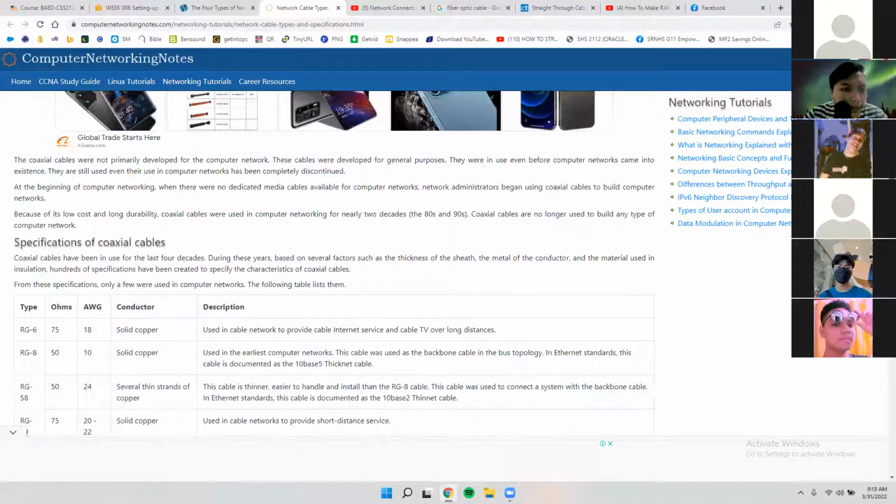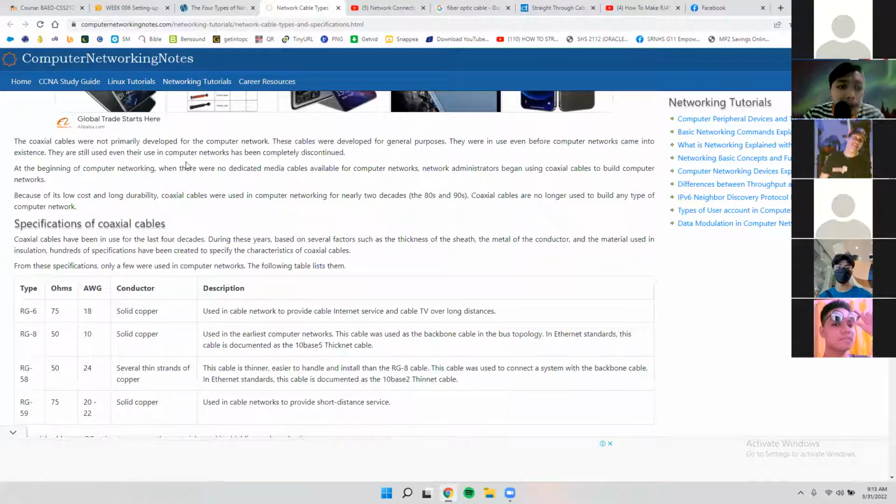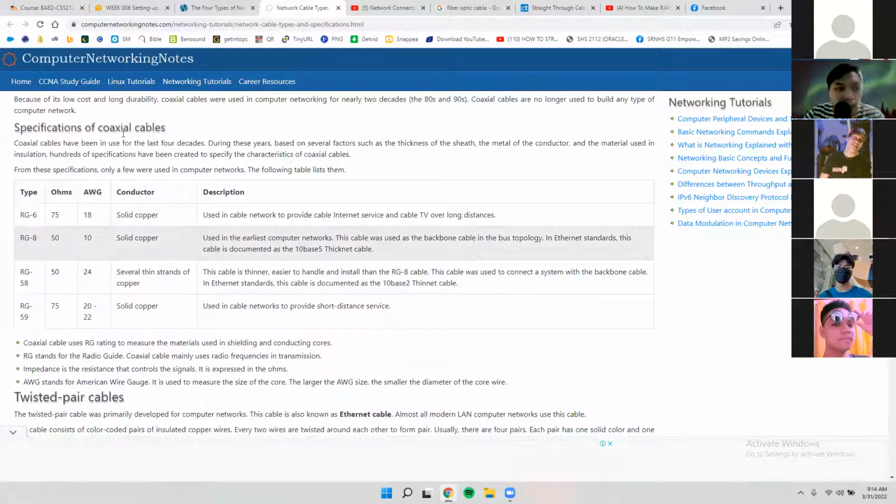So, dito tayo. These coaxial cables are not primarily developed for computer networks. These cables were developed for general purpose. Okay? They were in use even before computer networks came into being. So, syempre, nag-evolve ang ating computer networks, so yung coaxial cable hindi na siya nagamit dito sa atin. But nagamit siya before ng mga panahon ng 80s and 90s. Okay? These are the types of the specification of the coaxial cables. So, it depends of course sa data transmittal speed din yan.